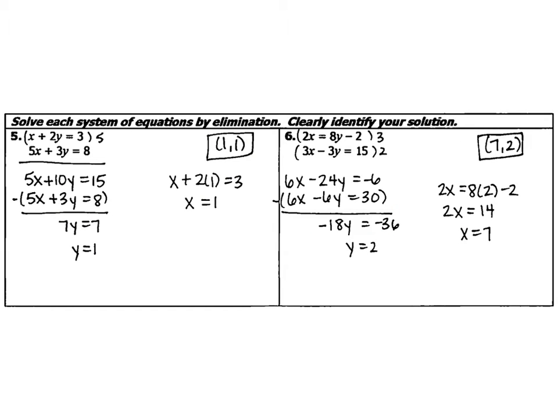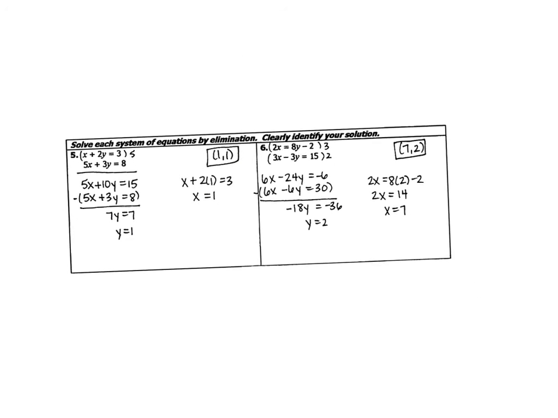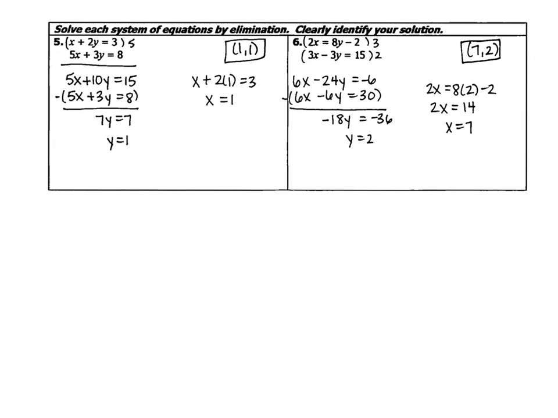On problem number 5 and 6. Alright, let's take a look at this. You had to solve this by elimination. Well, if you notice, this problem here, we're going to multiply everything by 5, and you end up getting 5x plus 10y equals 15. In this case, since your x's are the same, we subtract everything right here.